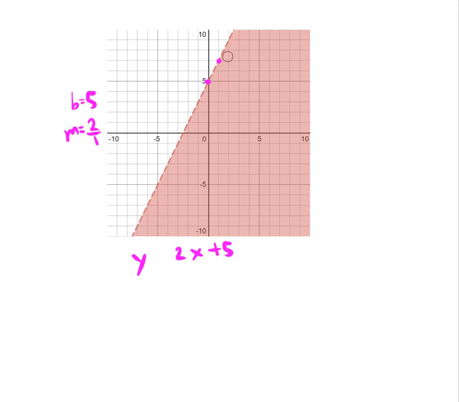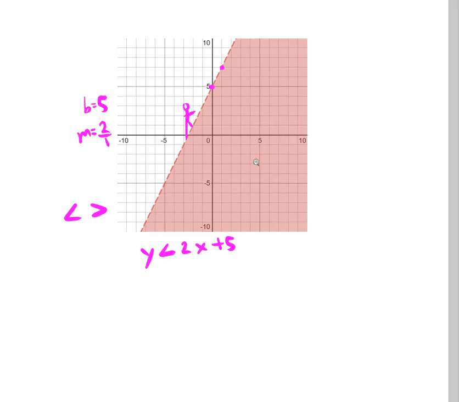Well, it's this dashed line. That dashed line tells me it's either going to be less than or greater than, and I have to look at the shading. So once again, I'm going to imagine that I'm standing on this line, and the shading is under me. So in other words, y is going to be less than all this stuff. So y is less than 2x plus 5. And that's it. All right, so we seem to be good. Once again, it's not going to be equal to because it's not a solid line. So, all right, so hopefully that made sense to you.